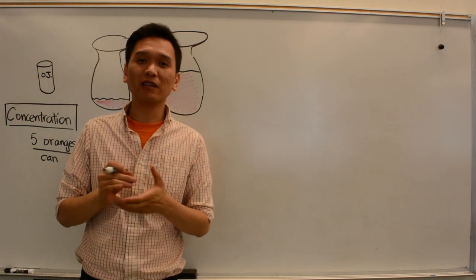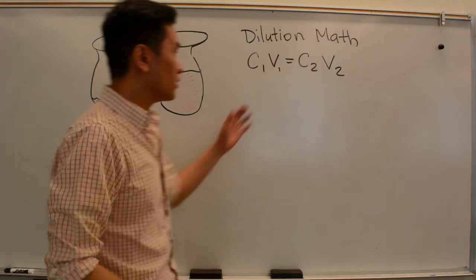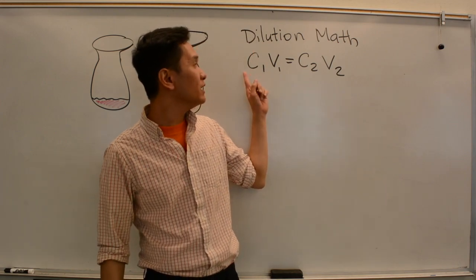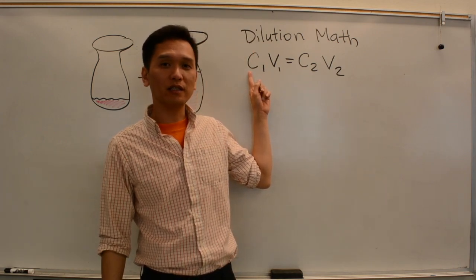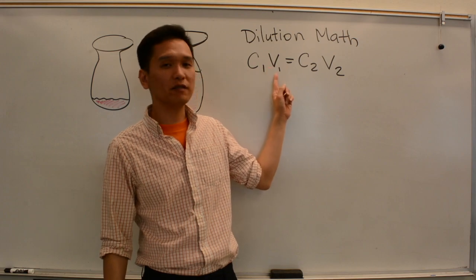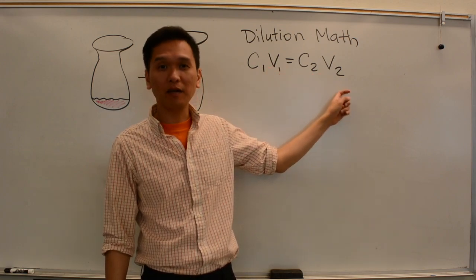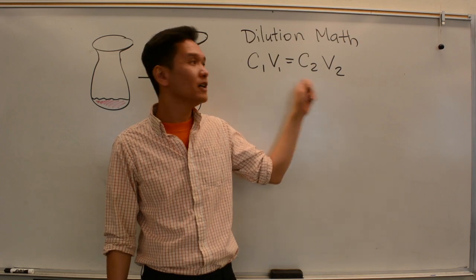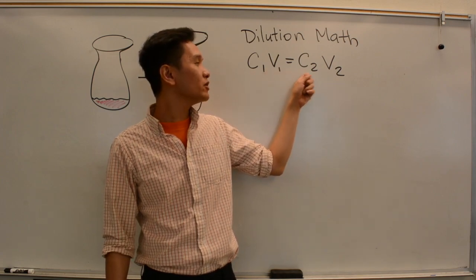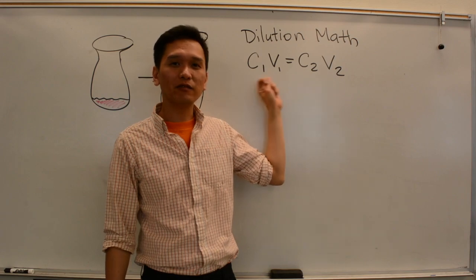Next section we will learn about dilutions of solutions. So our equation comes down to be that C1, the concentration in the first condition, times the volume of the first condition is equal to the concentration in the second condition times the volume of the second condition. C1 times V1 is equal to C2 V2. We've seen this kind of relationship before.